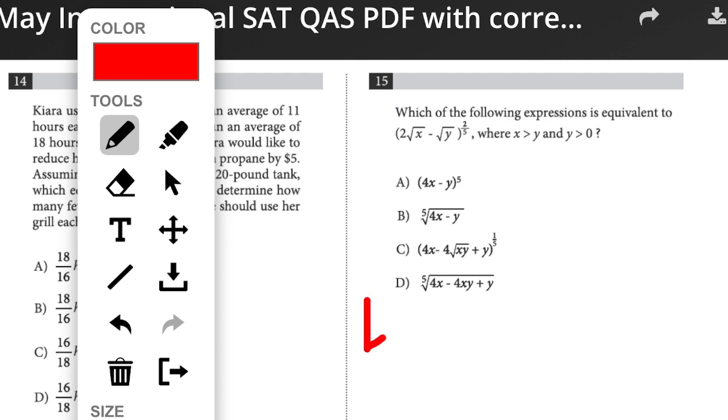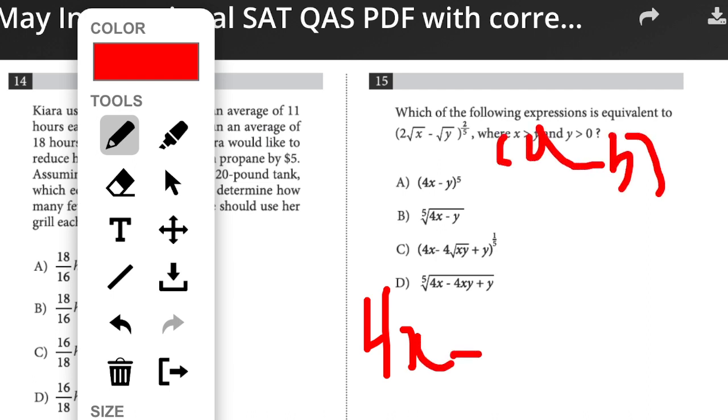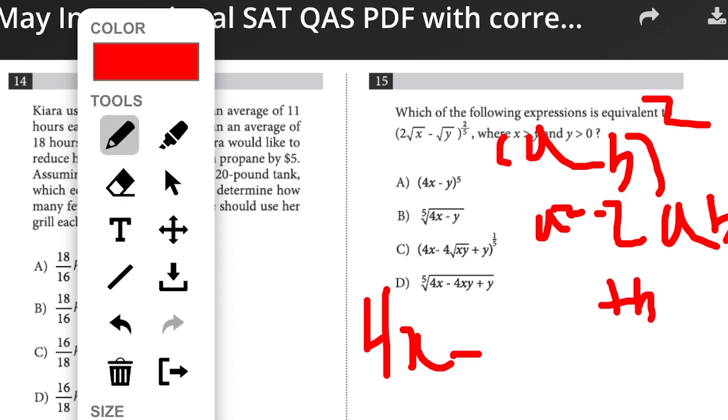So 2 squared is 4. Square root of x squared is just x. Minus, and remember, if it's a minus b the whole squared, then it's a squared minus 2ab plus b squared. So it's in that form only. So if we squared the first term, 2 root x, so 2 squared is 4, root x squared is just x, minus, we multiply these two together. We get 4 times the square root of xy.